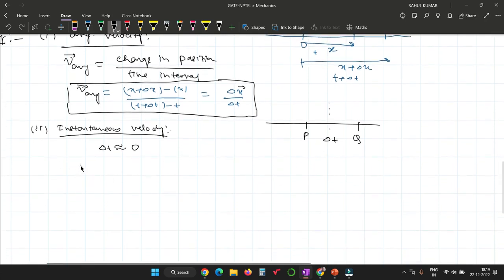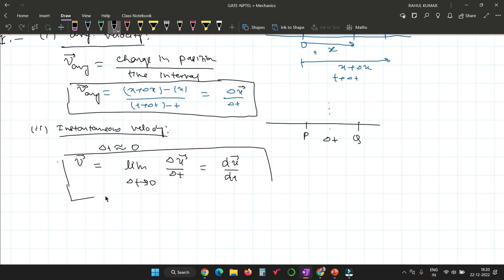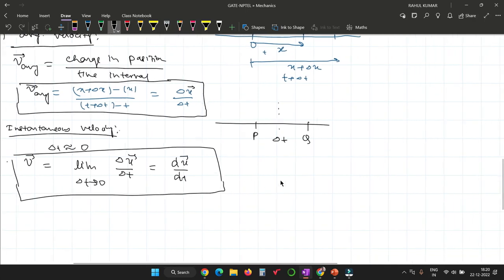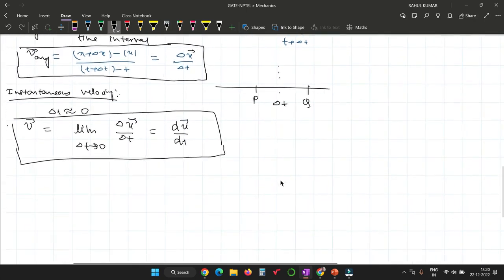So instantaneous velocity is defined like this: limit as delta t approaches 0 of delta x divided by delta t. And from the definition of limit, or the definition of derivative, we can write dx divided by dt. So this is called the instantaneous velocity.